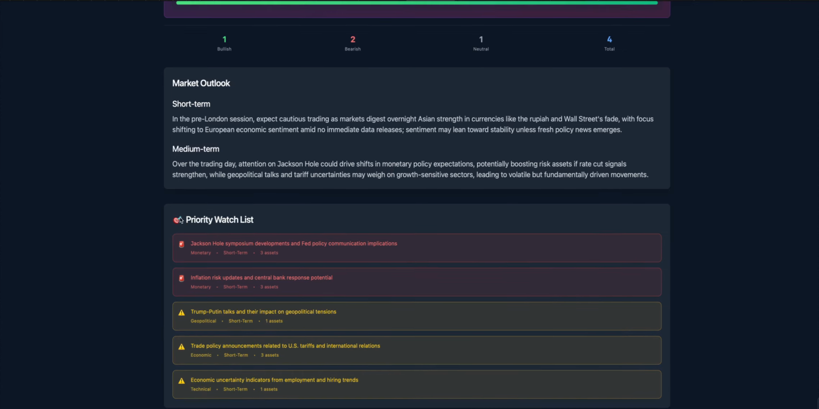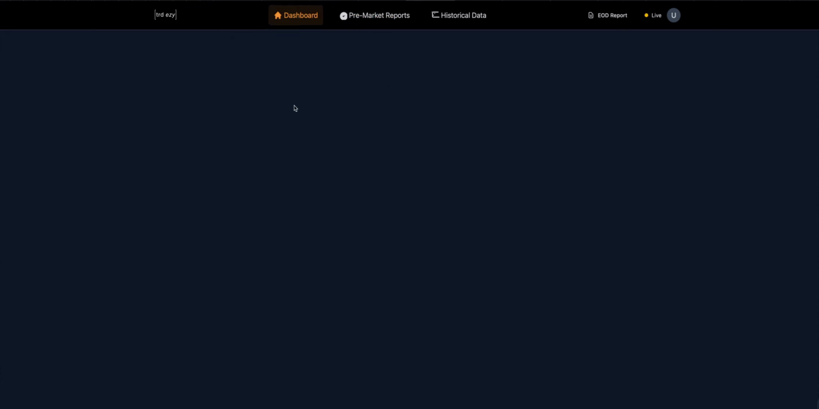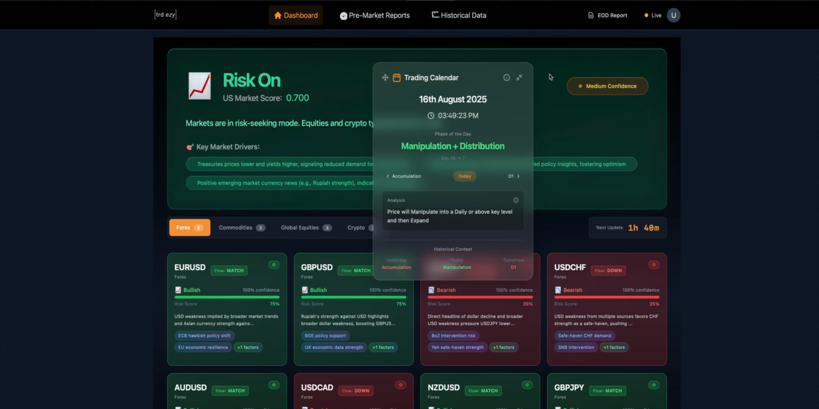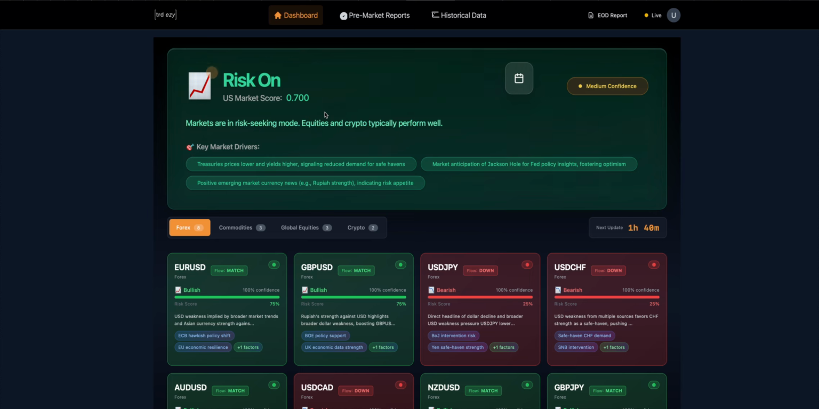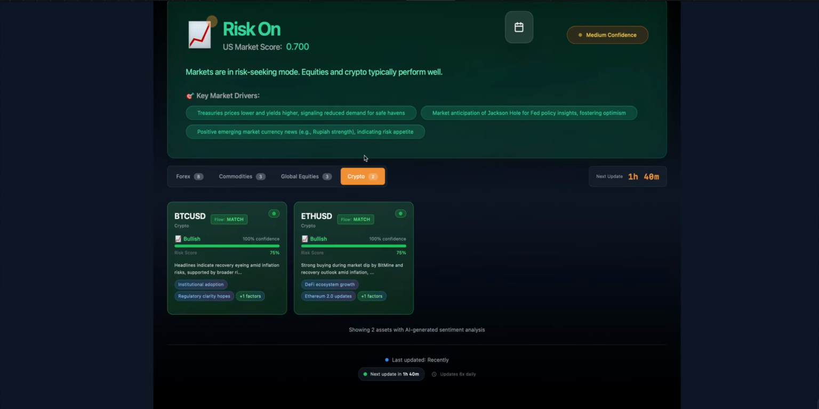You can see that we also have a priority watch list over here, right? And you can also go to the dashboard, and on the dashboard you will see that we have a full-on risk environment system and also a trading calendar system, which tells us whether the day is a manipulation or a distribution or accumulation, and so on. You will see it's insanely accurate. Alright, so today we have risk on, and we'll be looking at crypto. Crypto seems to be bullish today, and we'll see whether that works out or not. You can check that out later.